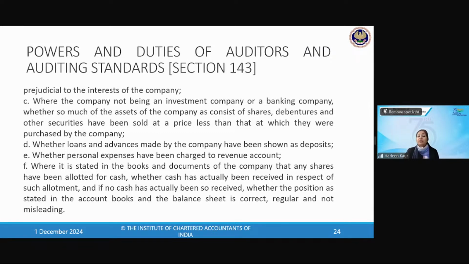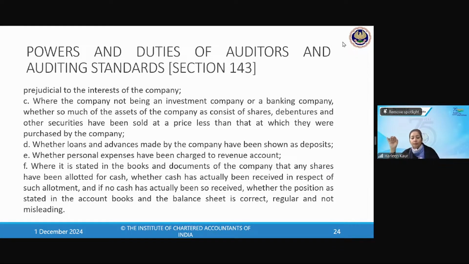Point number D is very interesting. Loans and advances made have been shown as deposits. Actually, you're giving loans and advances, but you have shown it as deposits. Again, there is an error. So इस तरह के error तो नहीं करें company ने. If it has been done, then why? Why is the company showing the loans and advances as deposit? So point number one, loans and advances. Point number two, loans and advances as deposits related points. Point number three, you're going to remember mere book entries.